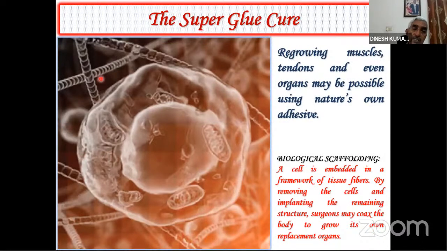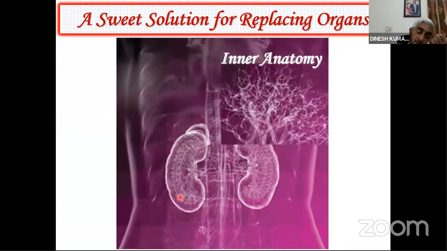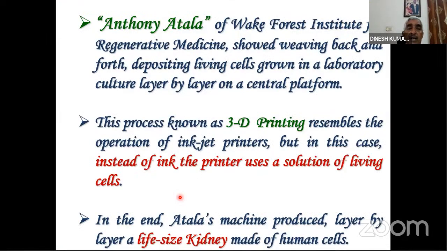Now scientists are using fibroblasts and super glue for the formation of inner anatomy organs, like the kidney. Anthony Atala of the Wake Forest Institute for Regenerative Medicine showed depositing several layers of nephron units with the help of 3D printing and inkjet printing, and instead of ink they use living cells, and thereafter they make a whole human kidney.